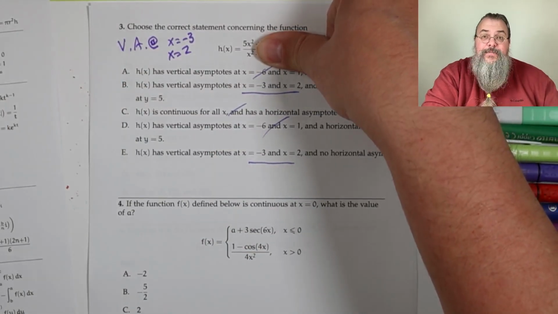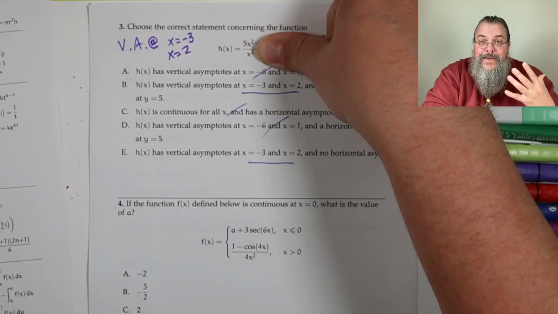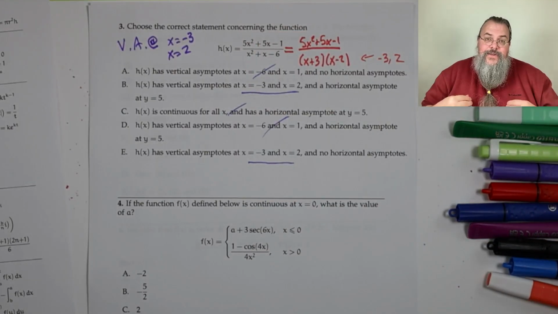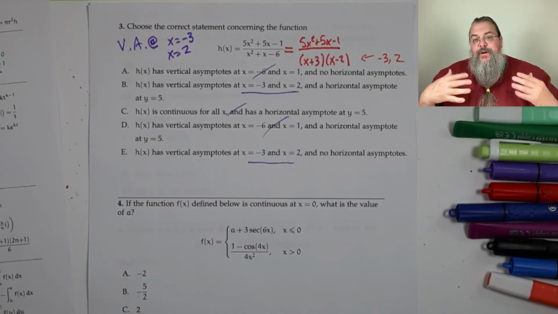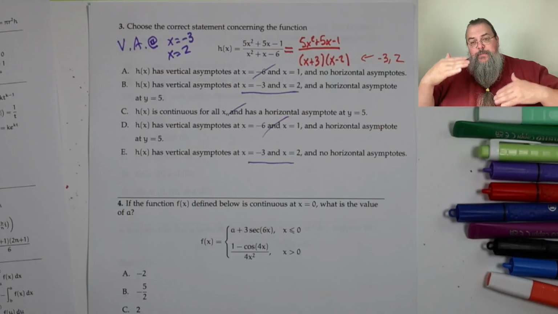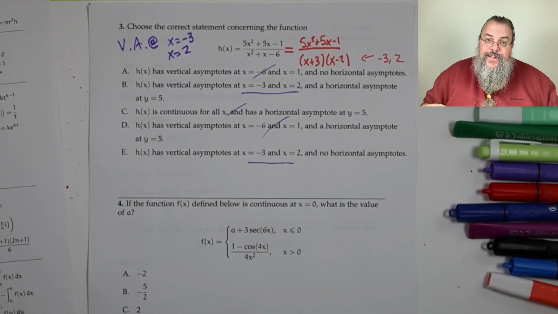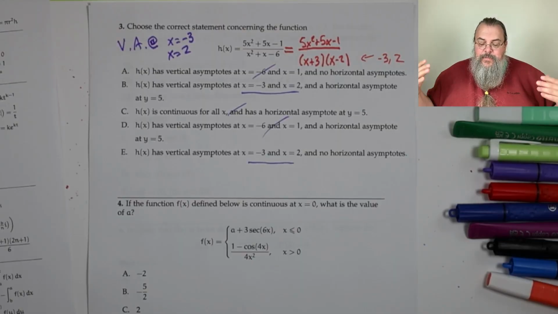In other words, it's behaving like 5. In particular, since the powers agree, we take the ratio of the coefficients. If the powers didn't agree, then if the higher power was downstairs, it'd be 0. If the higher power was upstairs, we wouldn't have any horizontal asymptote. But look, it's behaving like 5.